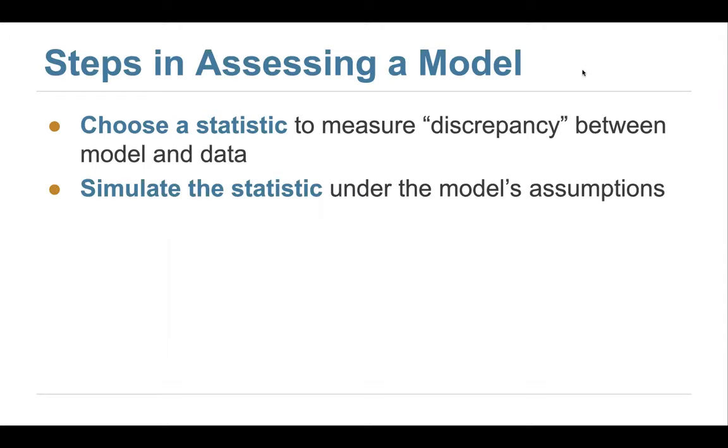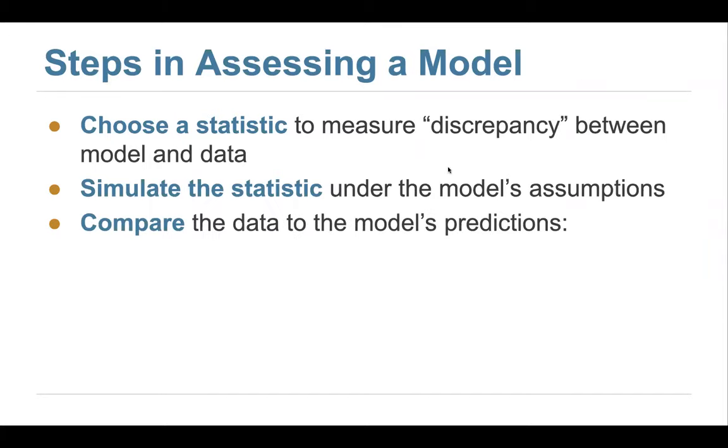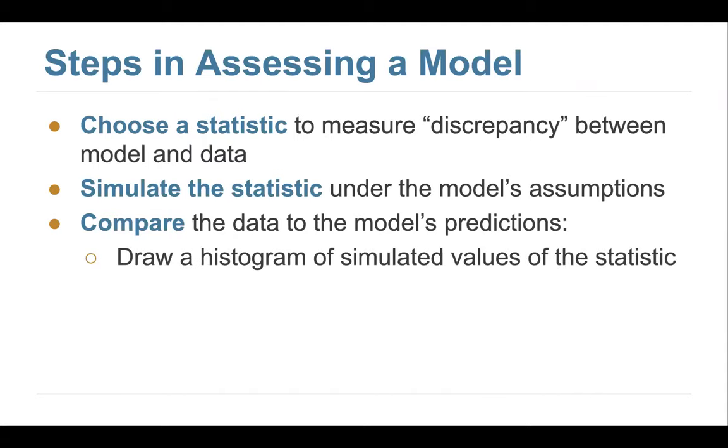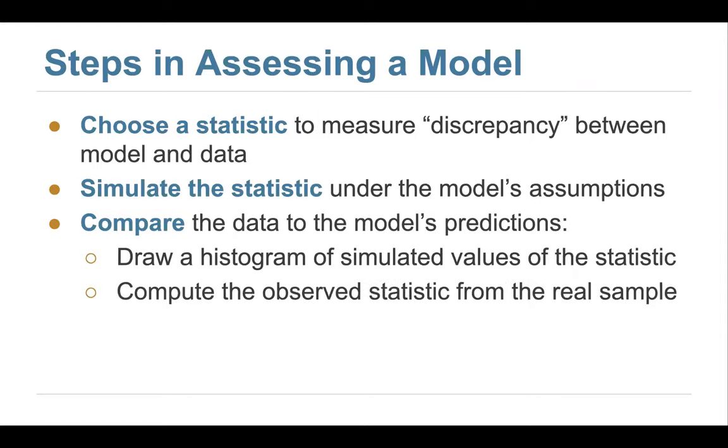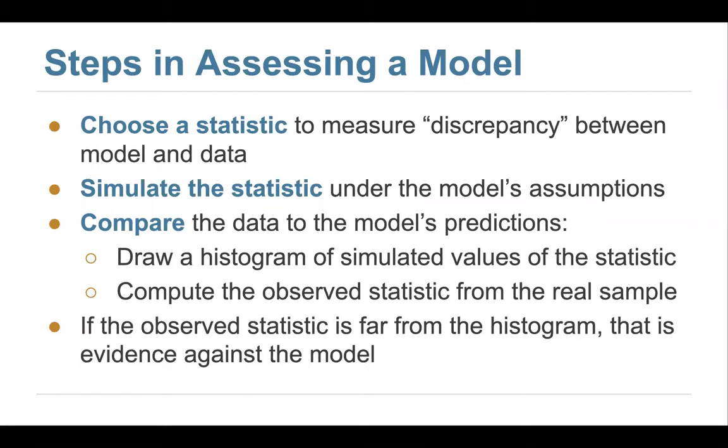So you have your observed data, which has its observed statistic. Then you simulate a bunch of data under the model's assumptions, create statistics for each of those simulations, and compare the distribution of the simulated statistics with the actual statistic that you observed. That's essentially what we did. We drew a histogram of the simulated values of the statistic, computed the observed statistic from our actual single sample, and then saw how far our observed statistic was from the histogram.